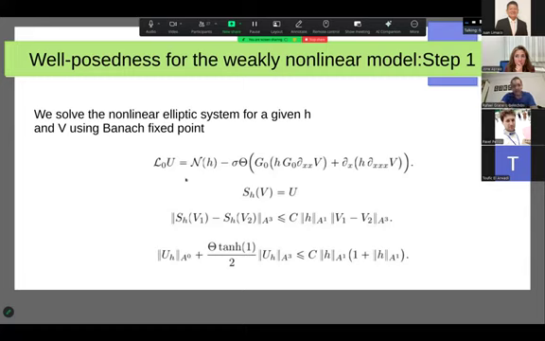And in this way, for fixed h bar and capital V, we can define the mapping that, given V and little h bar, solves and recovers U. And then we consider the difference between two of these, the increment of this mapping, if you like. And then we can find this estimate right here.